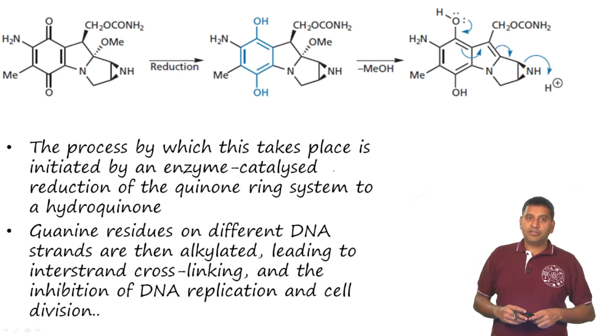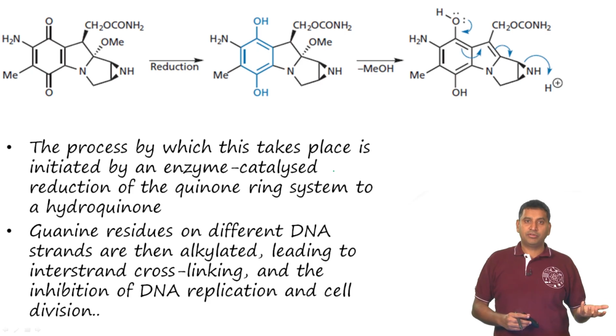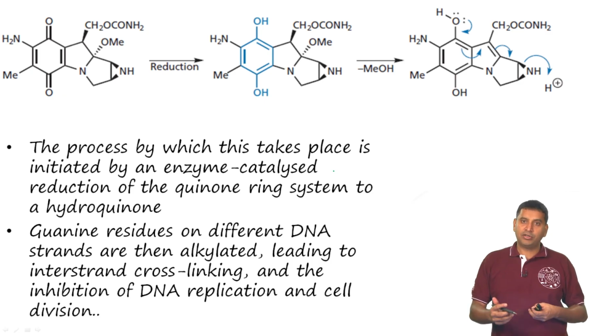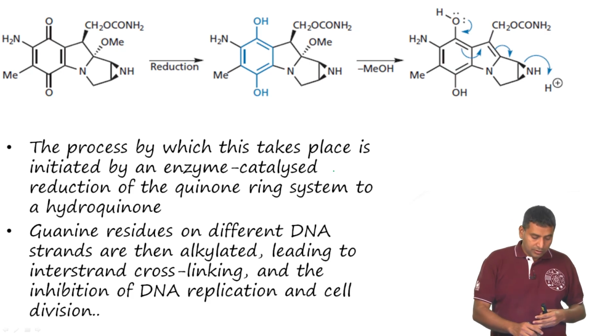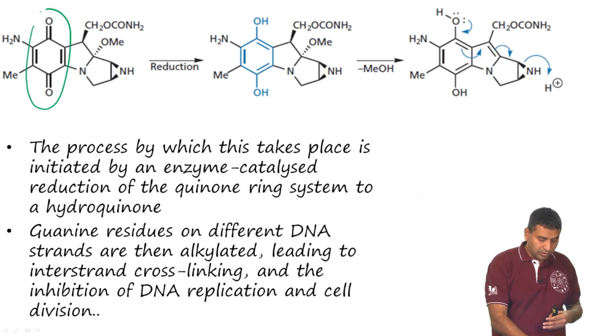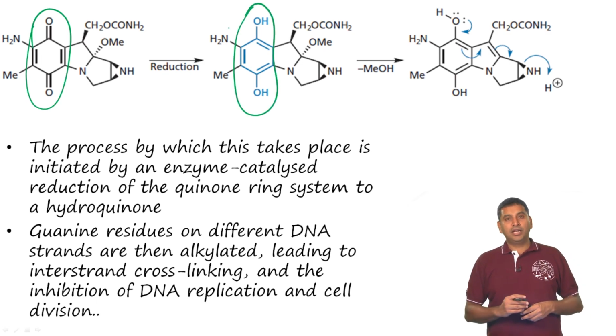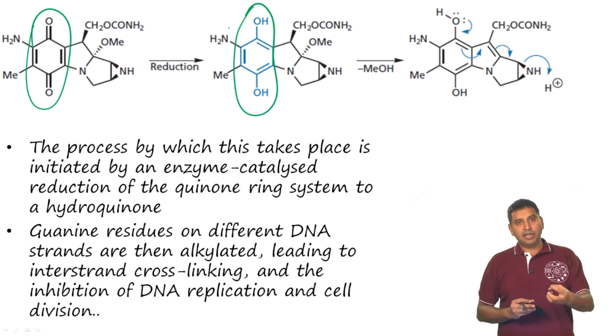Now, the way in which this happens is that there are enzymes which can carry out what is known as a bioreductive process. There are many enzymes inside the body which can do oxidation as well as reduction, and these are known as oxidoreductases. Okay. So, when mitomycin encounters a bioreductive enzyme, this quinone here undergoes a reduction to form a diol. Okay. And now, quinone is actually an electron withdrawing group.